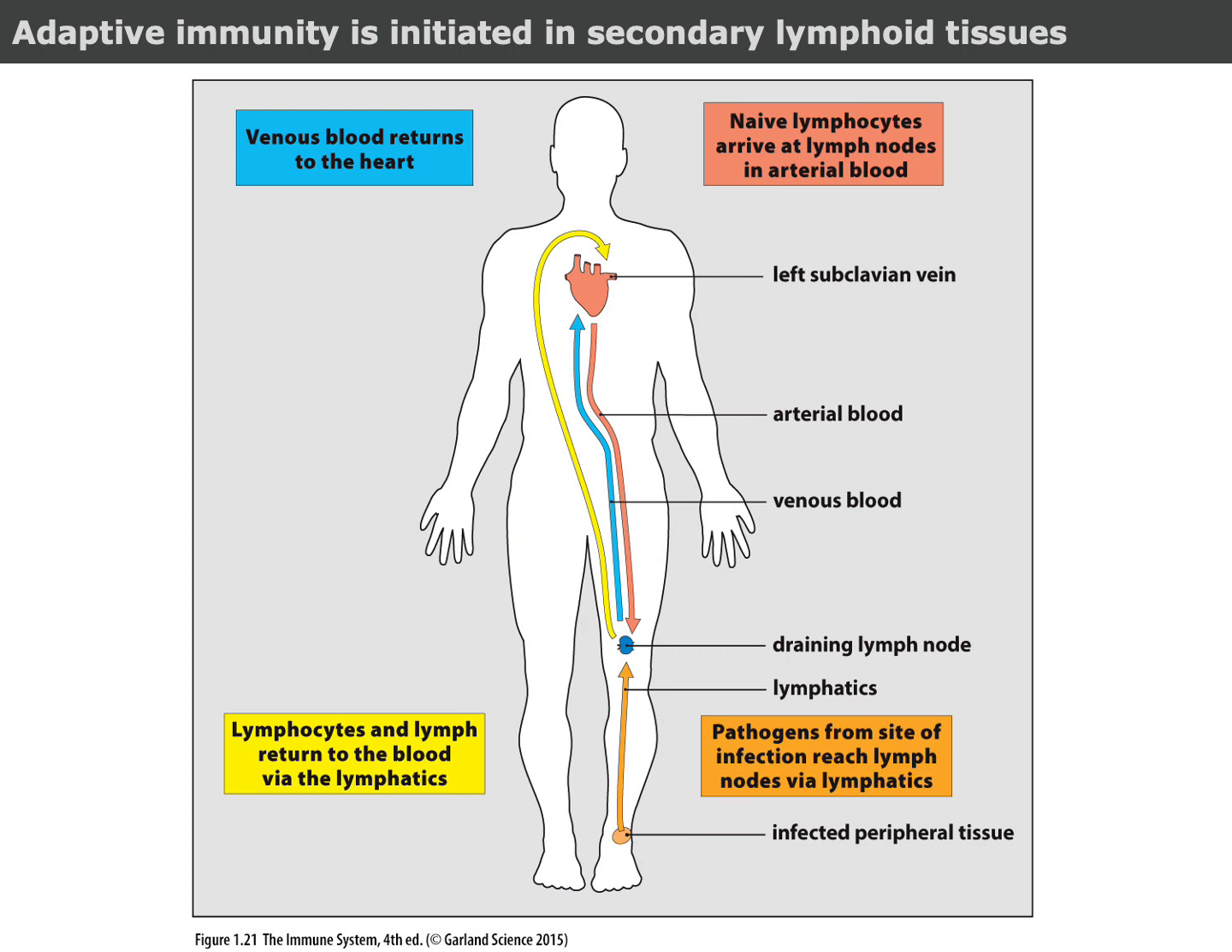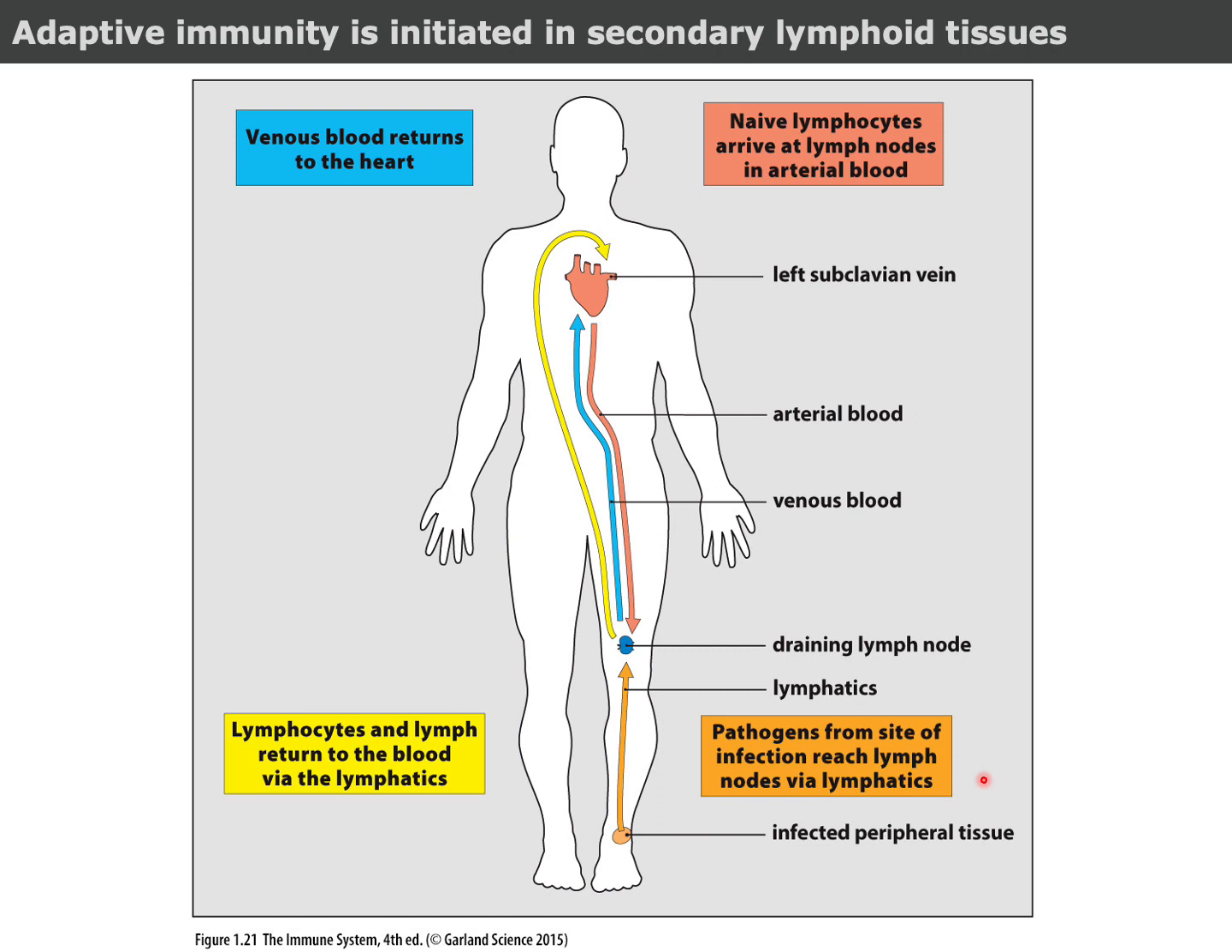Now, we've also got this diagram, which I think is of value so that you can see a really simplified version of what's happening when you get an infection, okay? So let's say we're down here, we've stepped on a nail at our foot, we've got the infected peripheral tissue, okay? Those pathogens from the site of infection are going to reach the lymph nodes via the lymphatics, okay? So they're going to basically go to the closest lymph node.